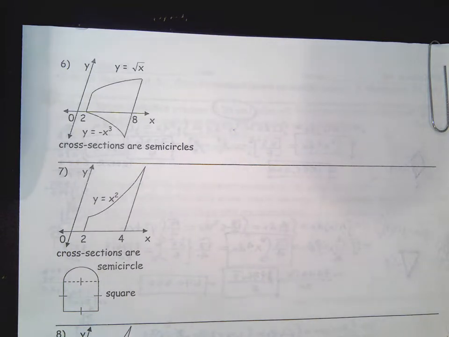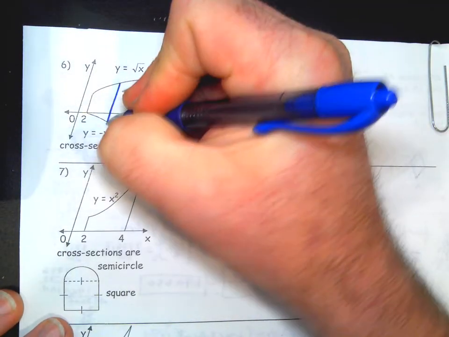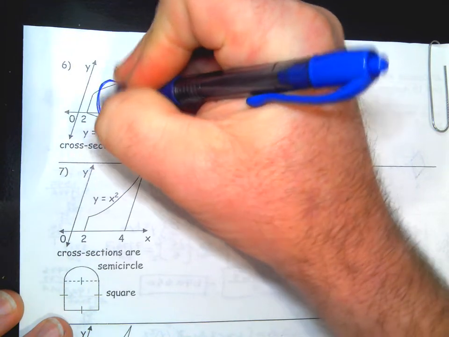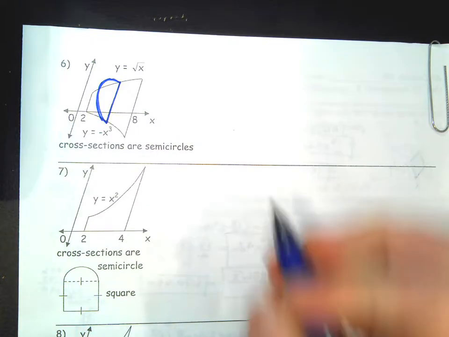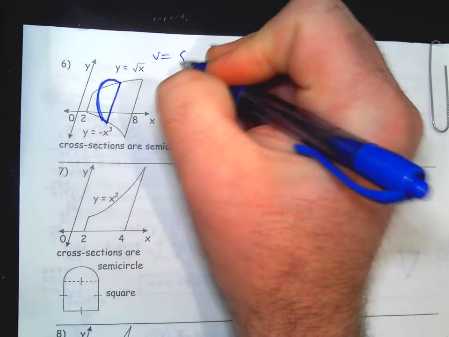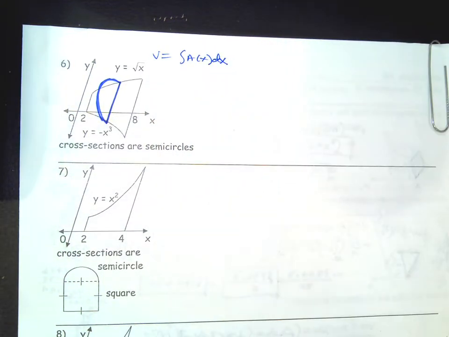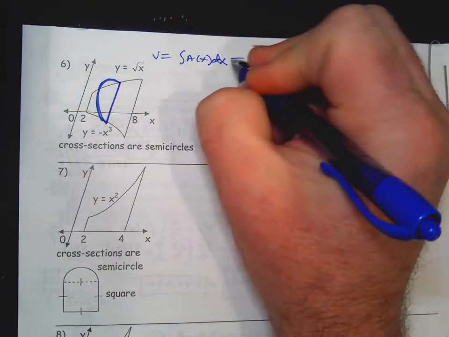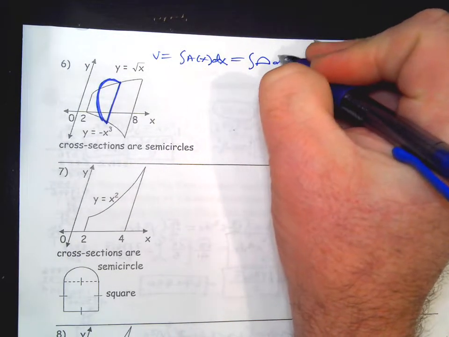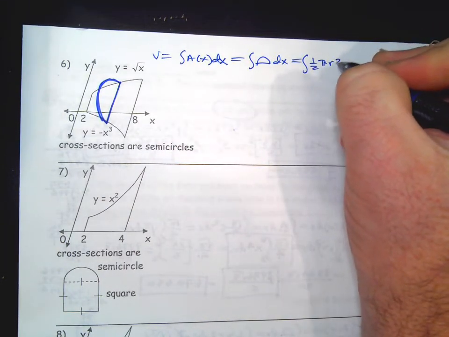Okay, onto the back. So this one, they're semicircles. All right. And so we do volume equals area in terms of x dx. And they're going to be half circles. So it's going to be 1/2 pi r squared dx.